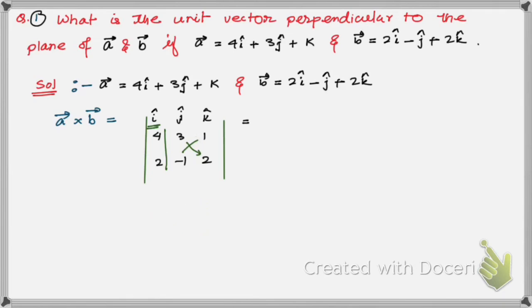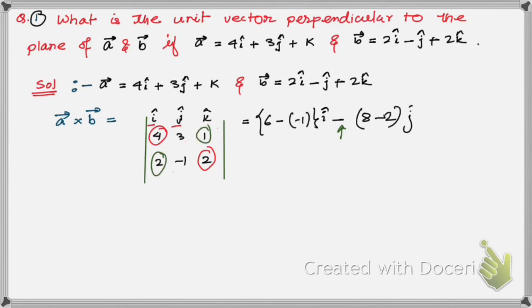Similarly we can find the other components. For j cap, we have taken 3 into 6, then minus 1 into 1, that's minus 1, so 6 minus 1 into i cap. Let me clean this. Then when we take j cap, here we have to take minus, then 4 into 8, then 8 minus 2 into j cap.